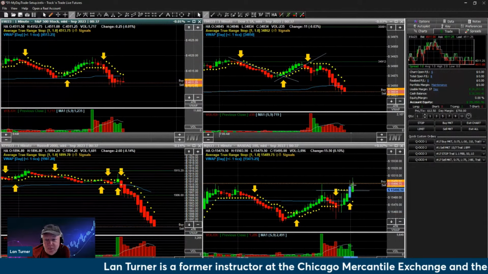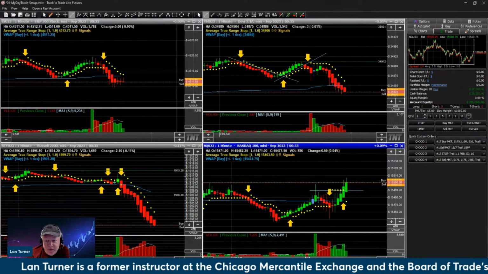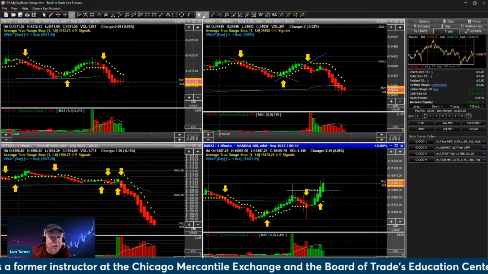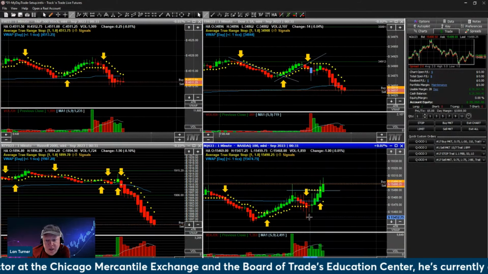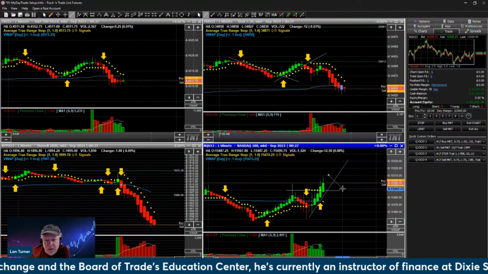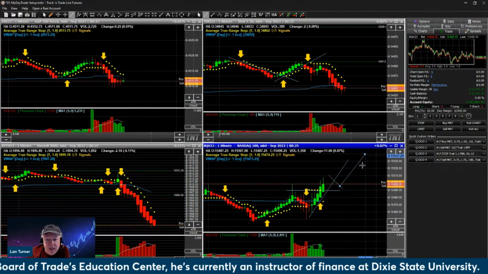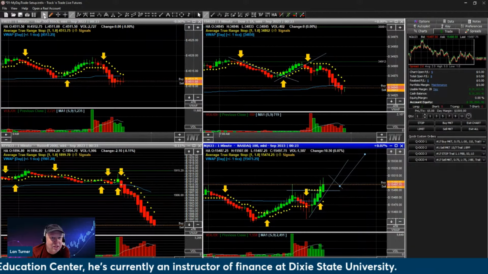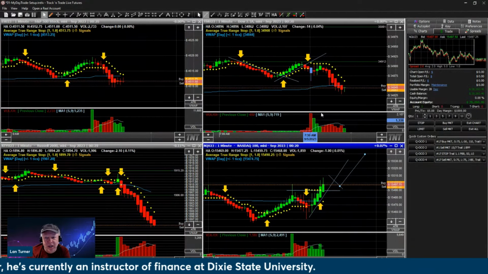Now, I like to see this market rally up. If it's going to rally up, this is what we're going to look for. We want to see it go up and then give us a couple little bars down and then go back up again. So that's what we'll look for. That's the ABC pattern.